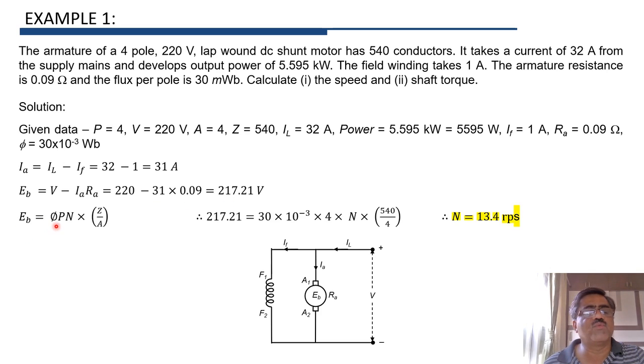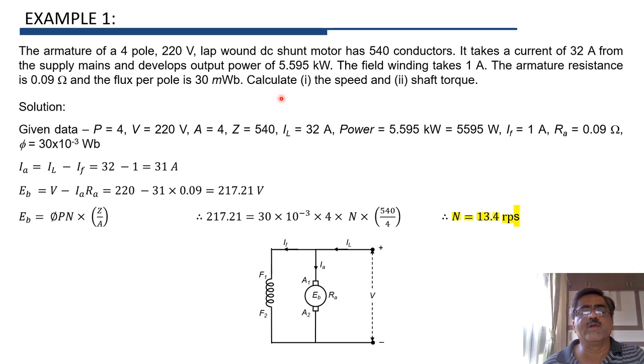So Eb is φPN × Z/A. Here 60 is absent because the speed N is in RPS, that is revolutions per second. So Eb is 217.21. Substituting the values of φ, number of poles, number of armature conductors, and number of parallel paths, we can calculate N. So here N is equal to 13.4 RPS, that is revolutions per second.